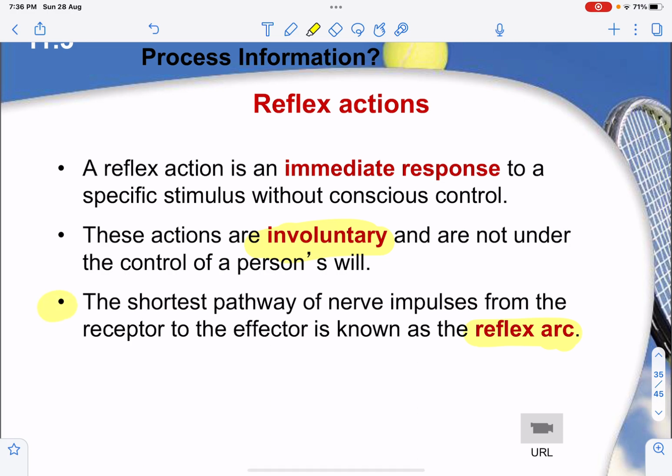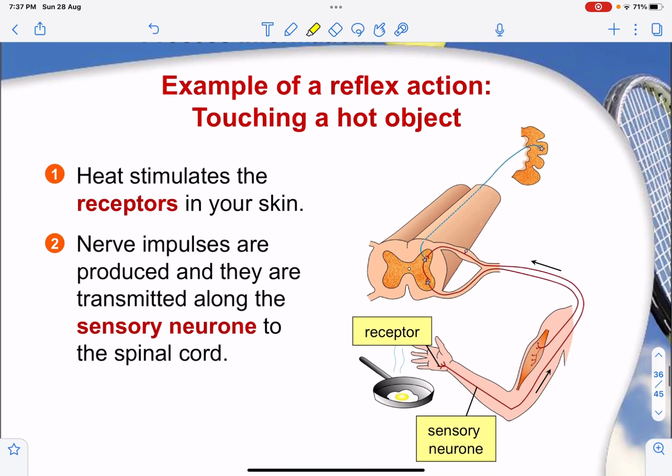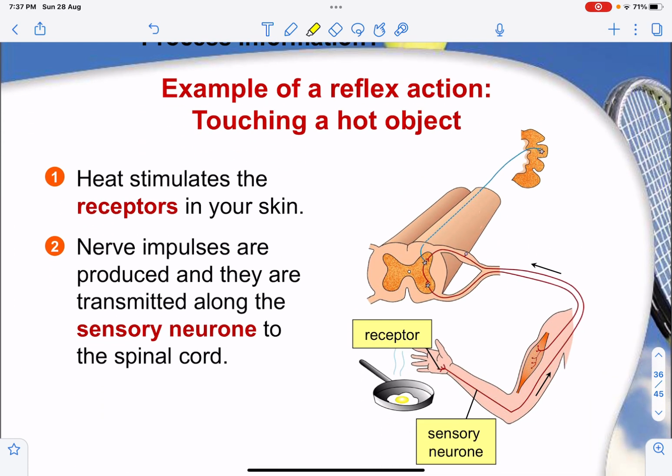This is a common definition asked during examinations. So we'll be understanding maybe two to three types of reflex action that you will need to know. These are the ones that commonly come out in exams where you are required to explain them. So the first one is touching a hot object.